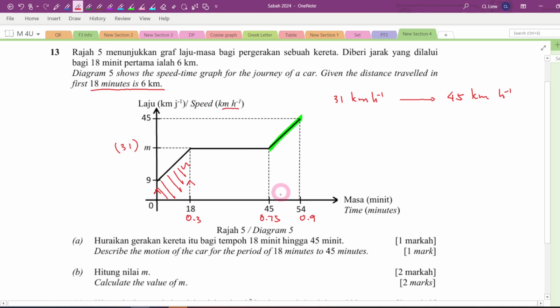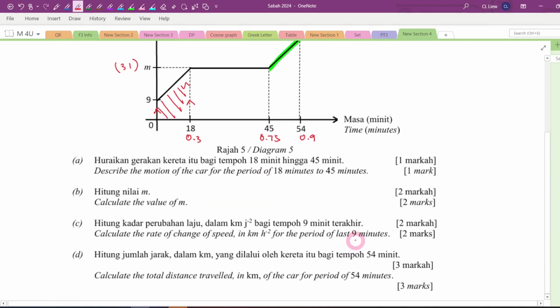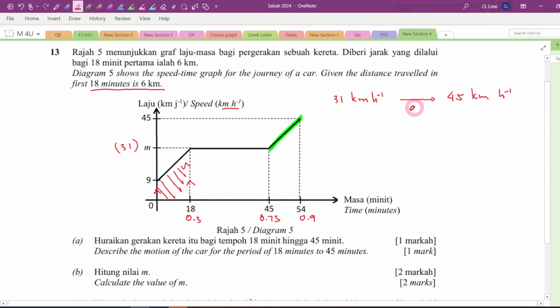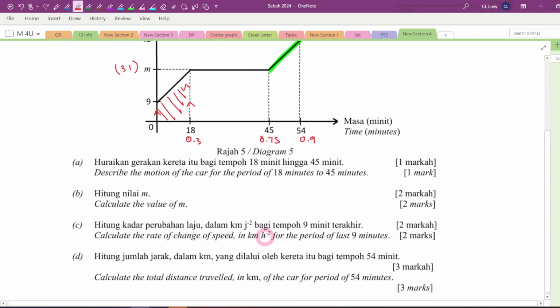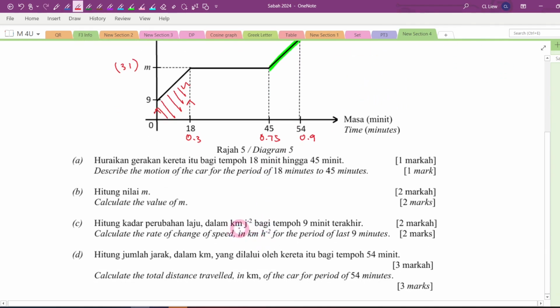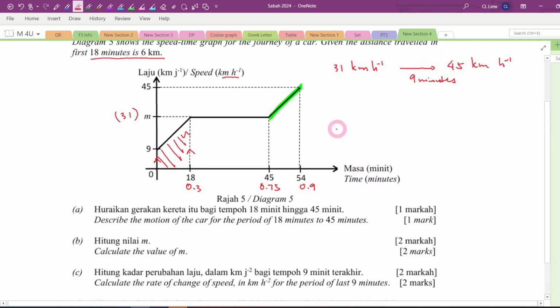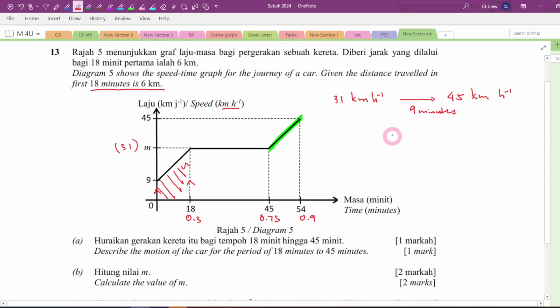And what's the time needed? Which is 9 minutes, right? 9 minutes. So if you want to find the rate of change of speed for this part, you just find the gradient of this part. And you need to be more careful because the unit requested by the question is kilometer per hour square. And this is minutes, right? So we need to change it to hours.